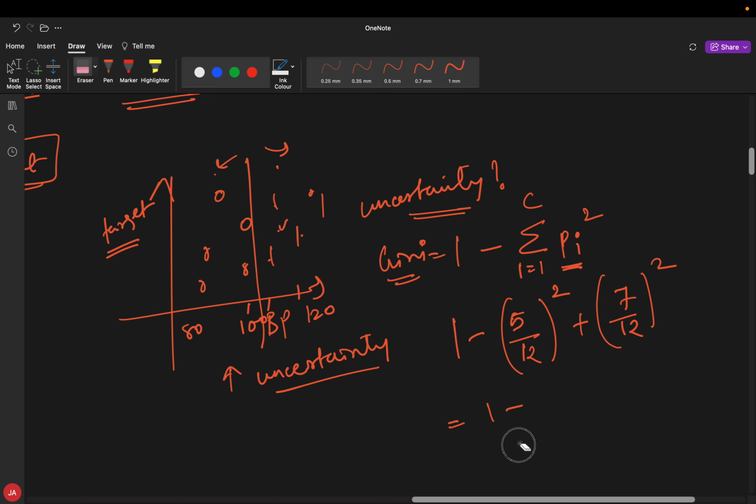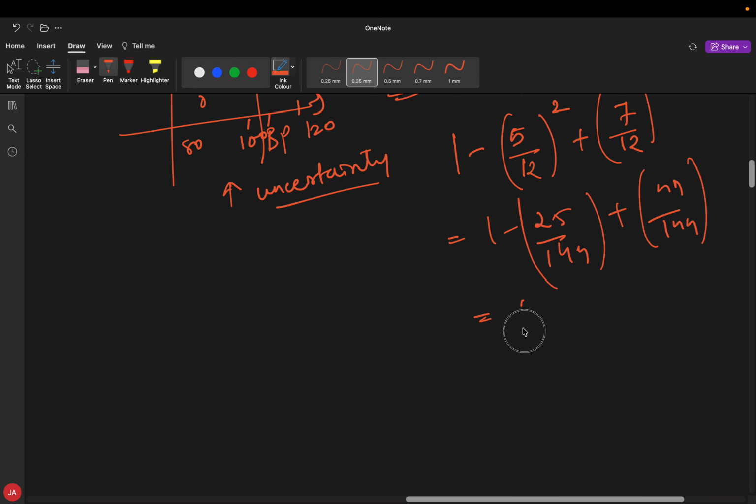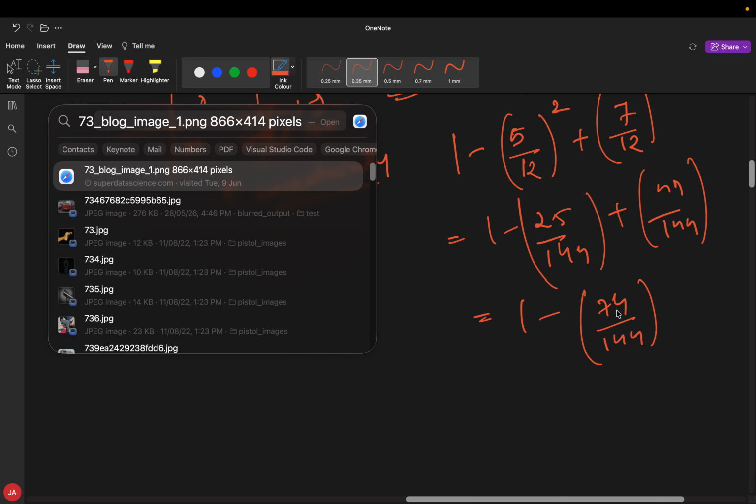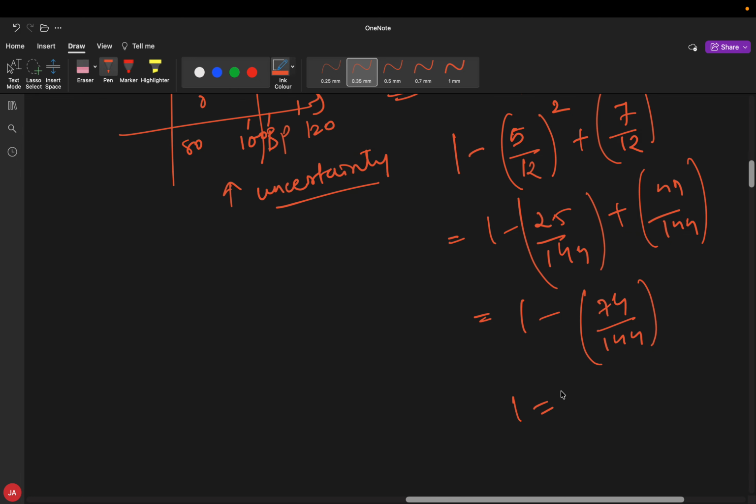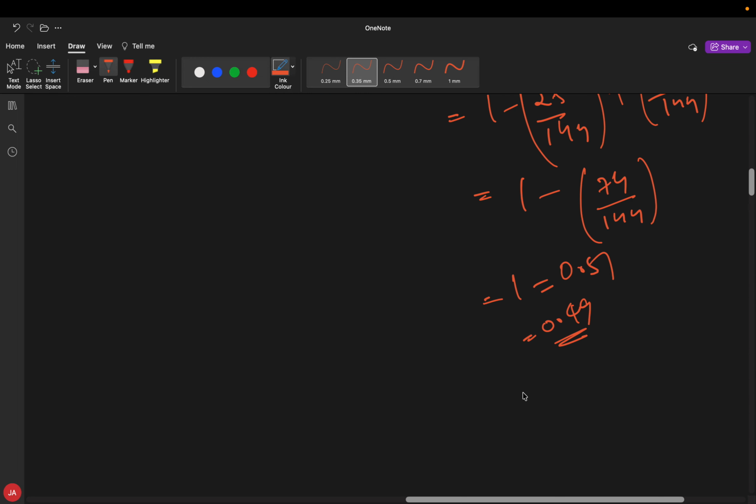So this is the after-split uncertainty: 1 minus (25/144 plus 49/144), which gives 1 minus 74/144. What is 74 by 144? This is 0.51. So 1 minus 0.51 will give me 0.49, right?